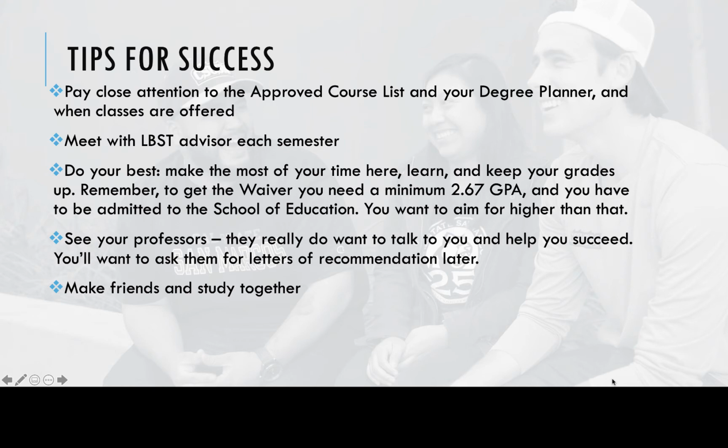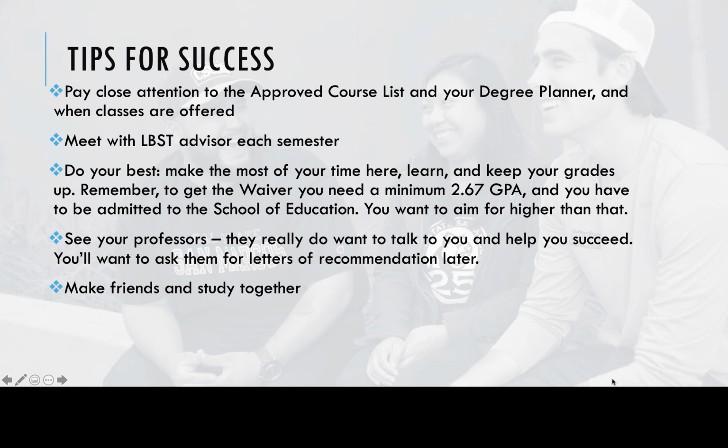Here are some tips for success. You should pay close attention to the approved course list and your degree planner and when classes are offered. Some classes are spring only or fall only. You should meet with the Liberal Studies advisor each semester. And you should really do your best. Make the most of your time here, learn, keep your grades up. Remember that in order to get the waiver, you need a minimum of 2.67 GPA, and you also have to be admitted to the School of Education. And you want to aim higher than that because you want to be a great teacher.